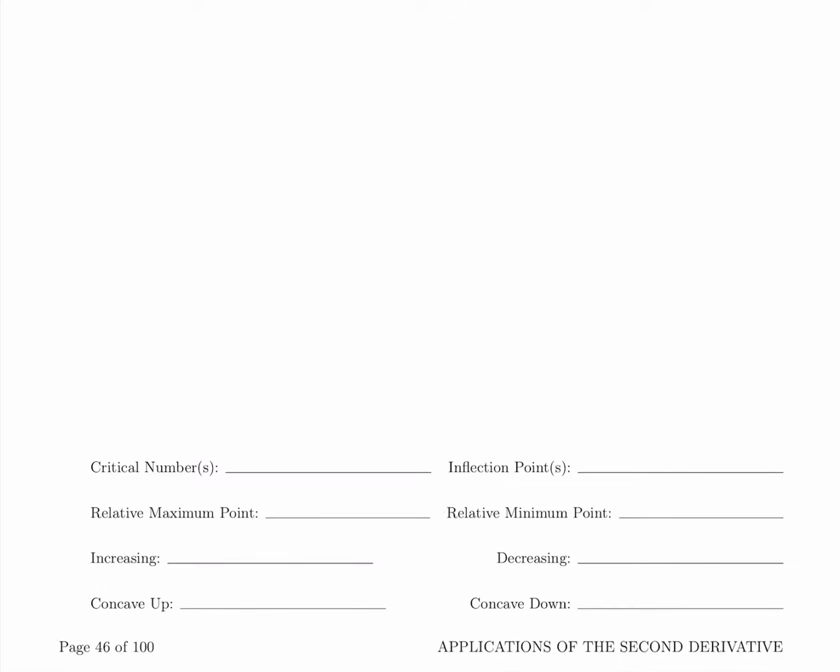Here's another function, x cubed minus 6x squared plus 12x minus 5. And we are asked for a lot of information, critical numbers, inflection points, all this good stuff. Let's label where each one comes from.